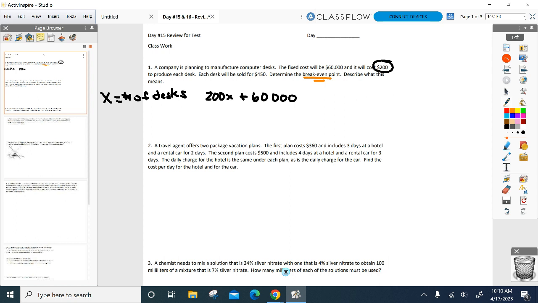Notice I didn't attach a variable to it. It doesn't matter how many desks I make. 60 grand. Equal to, all right, on the other side now is your revenue, how much you bring in. And that's the rest of it, which is $450 a desk. So 450X. A reminder, if it does come out to be a decimal, you cannot sell or make a portion of a desk, so you round up. And that's how many desks it would take to break even.